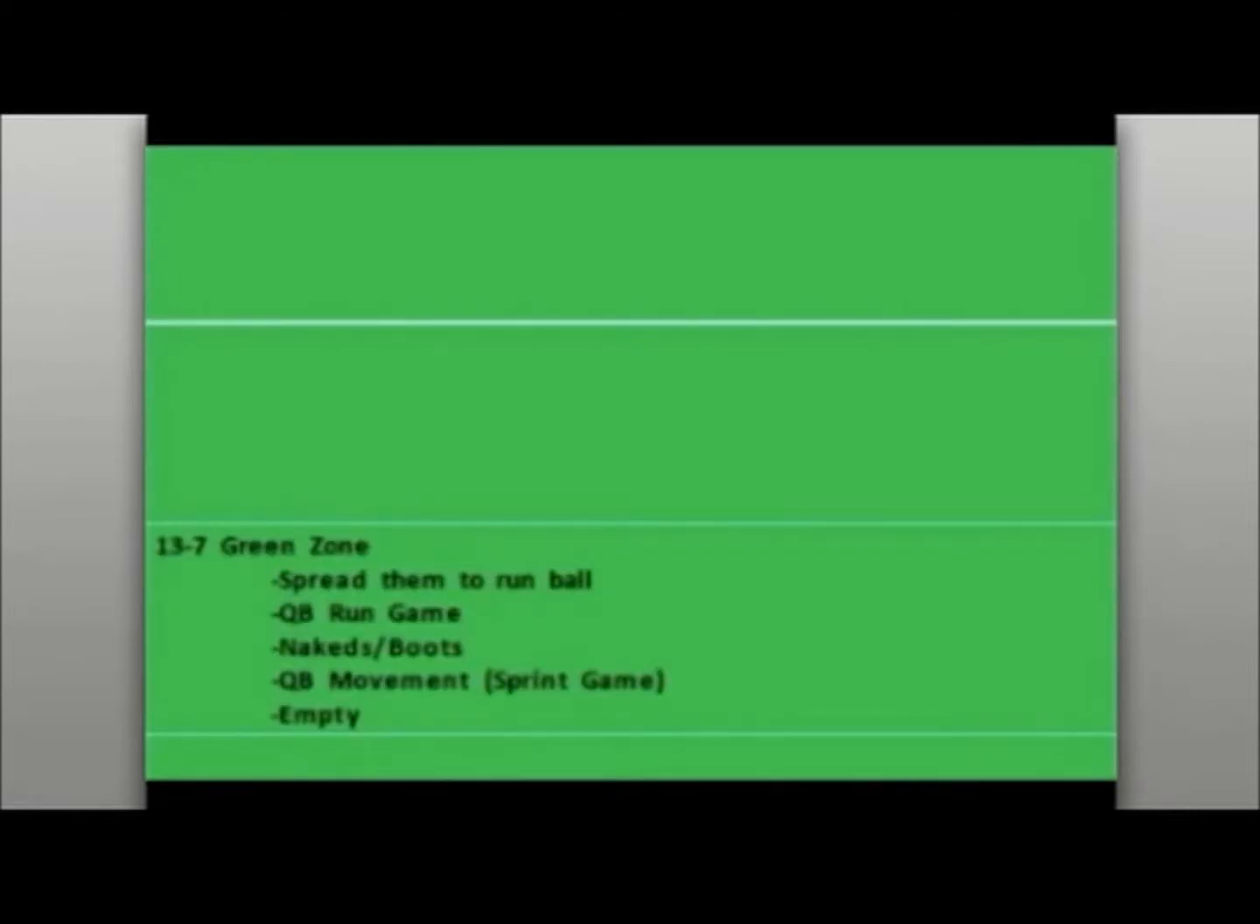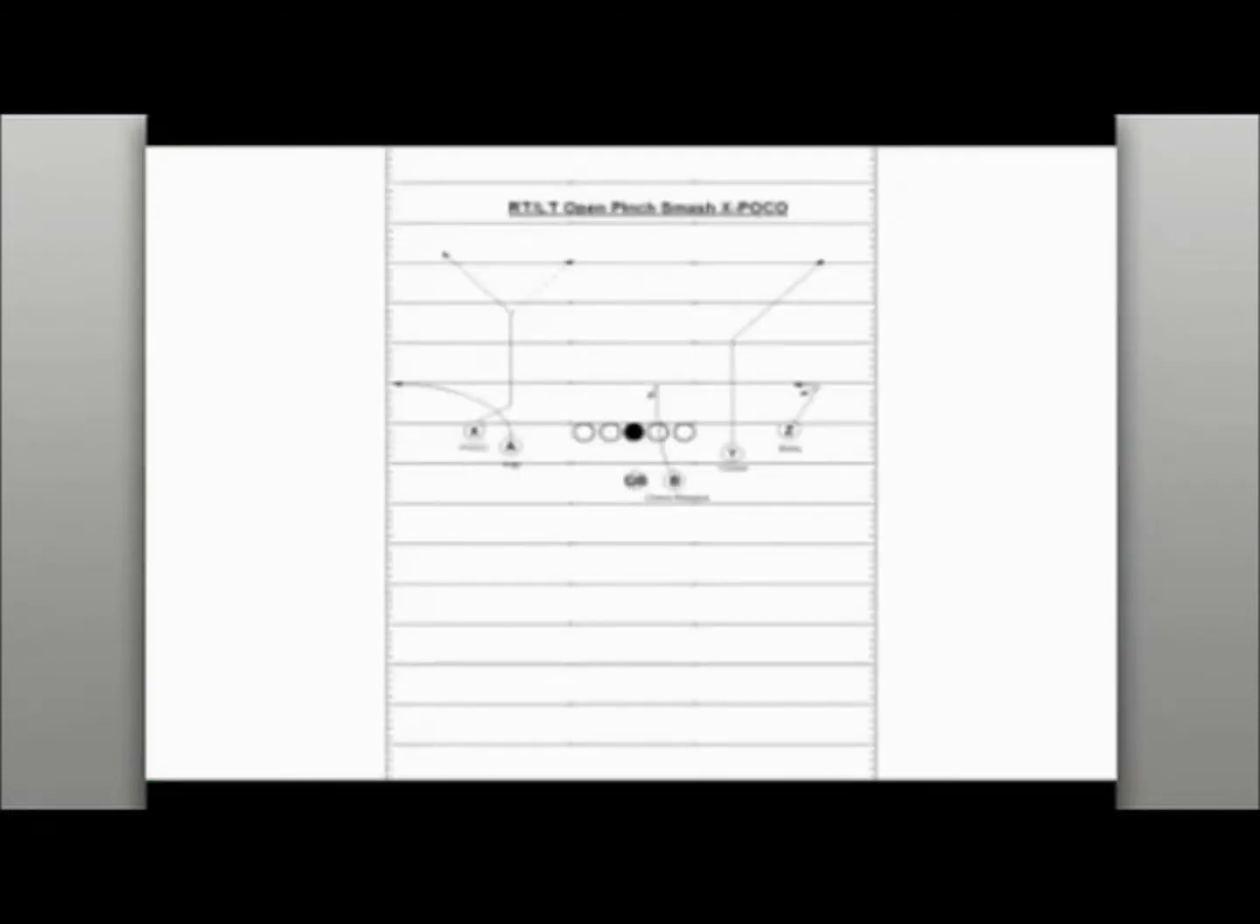The green zone. The thought process for us is spread them to run the ball, quarterback run game, nakeds and boots, QB movements, whether it's sprint game, some form of it, a throwback, or empty, getting this defense spread out so you can see how they're going to play in empty and try to create a mismatch and find a one-on-one situation that gives you the best chance to be successful.